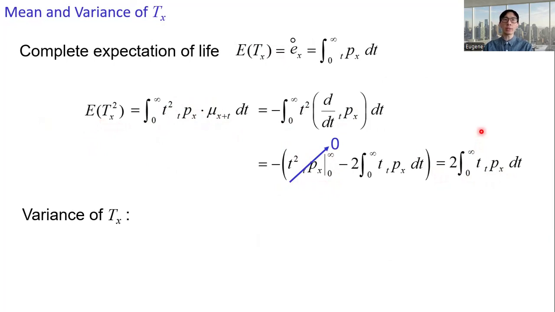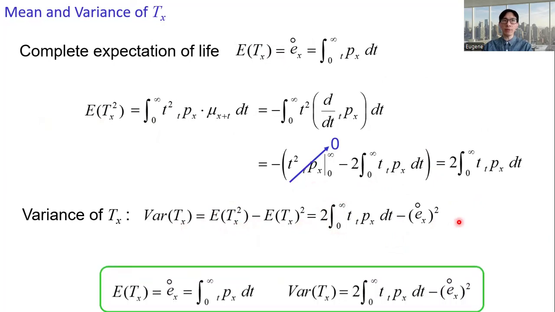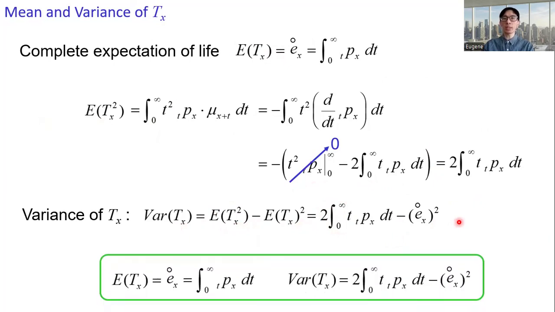All right, and then the variance. The variance of T_x equals the expected value of T_x squared minus the square of the expected value of T_x. And then we simply get this expression. So we get the formula for the expected value as well as the variance of T_x. Let's apply this formula with an example.